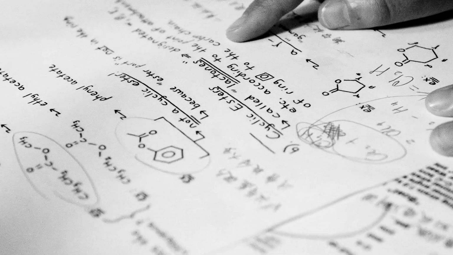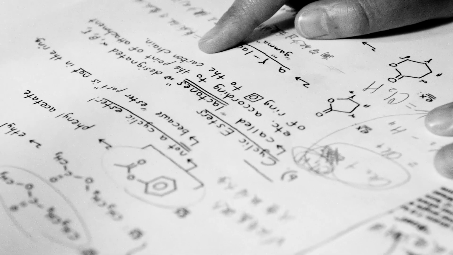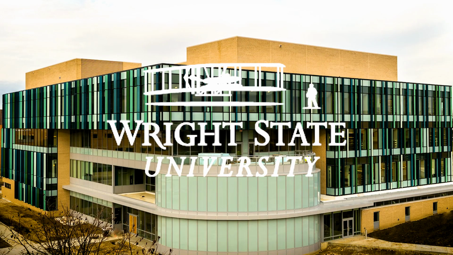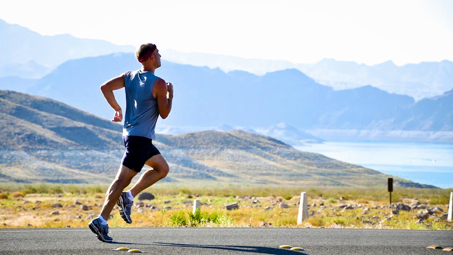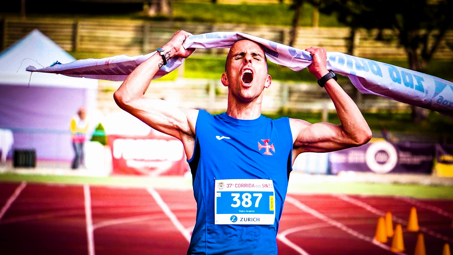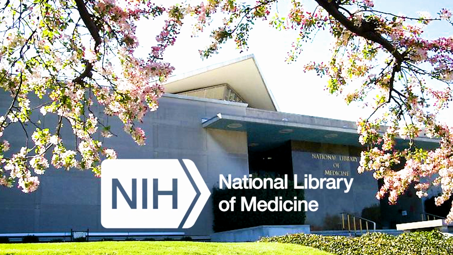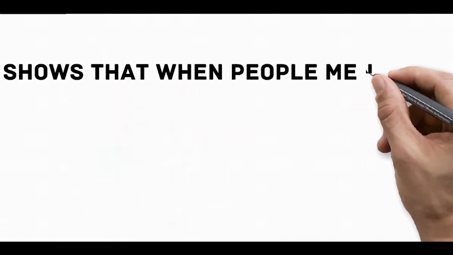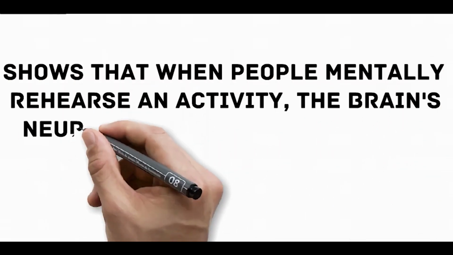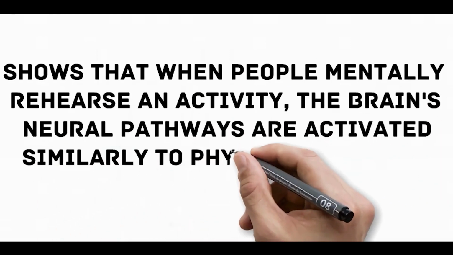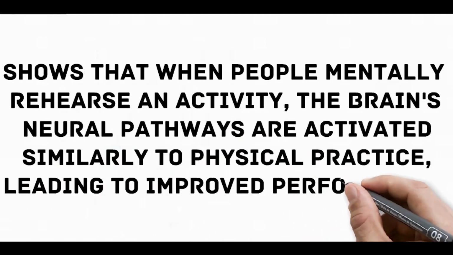A study conducted on the use of mental rehearsal to improve performance from the Wright State University has shown that athletes who engage in mental rehearsal often outperform those who solely rely on physical training. Another study on motor imagery and action observation published by the National Library of Medicine shows that when people mentally rehearse an activity, the brain's neural pathways are activated similar to physical practice, leading to improved performance.